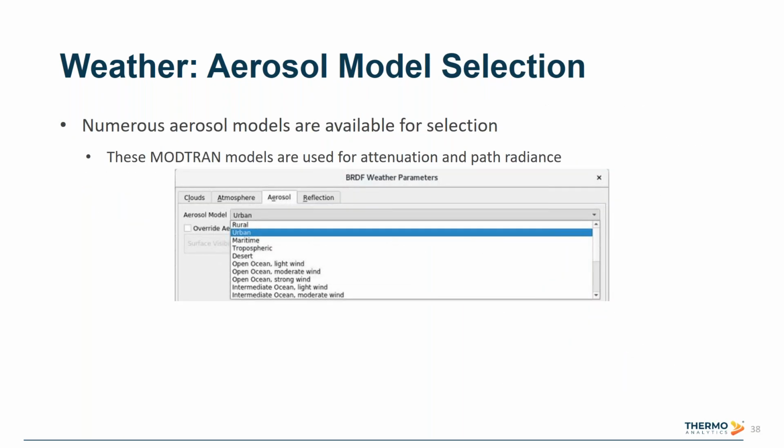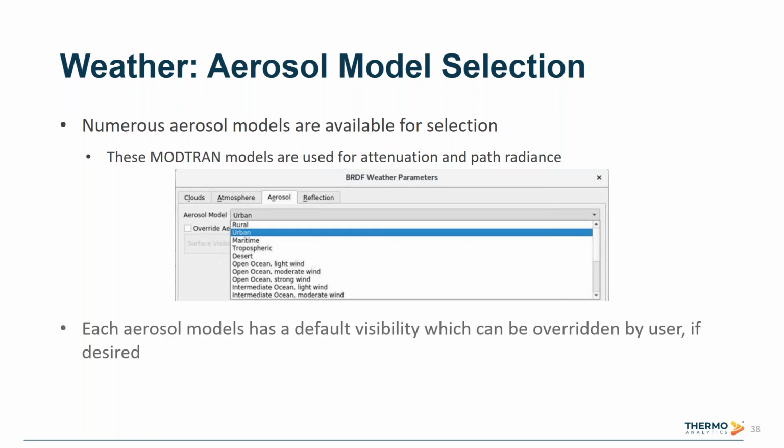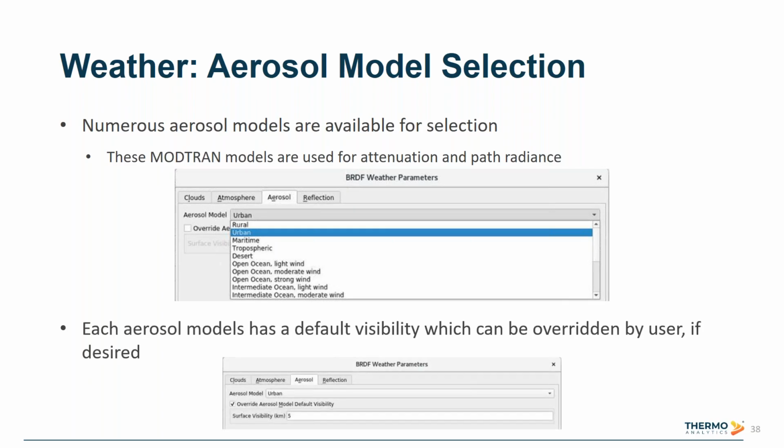The next tab controls the aerosol model used within the simulation. There are several different MODTRAN models to choose from in the drop-down list. These aerosol models are used for attenuation and path radiance calculations based on the scenario of interest. Each model has a default visibility which can be overridden by the user if desired.